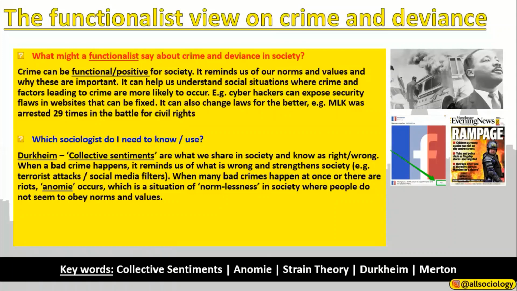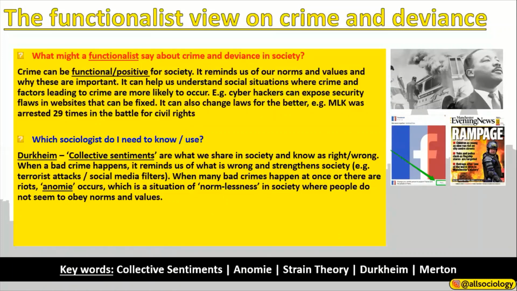Collective sentiments are the knowledge and understanding that we share in society and know is right or wrong. So when a bad crime happens, it reminds us of what is wrong, and it helps to strengthen our society. For instance, through people having this collective sense of boundary maintenance, having this sense of that is wrong, isn't it terrible, isn't it awful? And it reminds us about our value consensus in society.